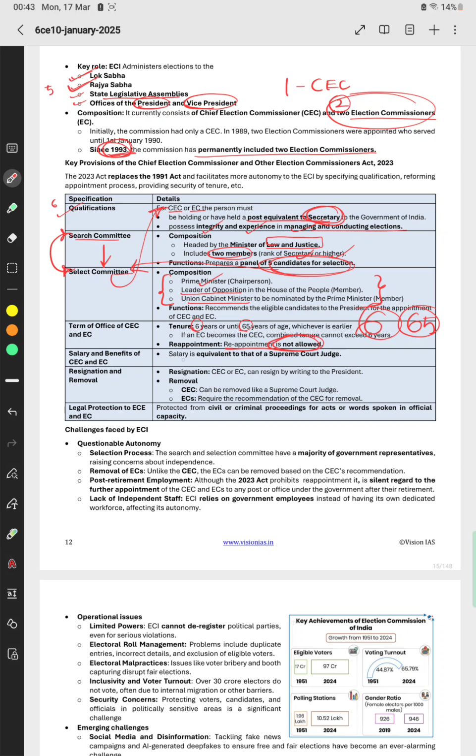Salaries and benefits of CEC and EC are equal to a Supreme Court judge. They can resign by writing to the President. The CEC can be removed like a Supreme Court judge, but for EC removal, the recommendation of the CEC is required. The security of tenure is provided only to the CEC, not for ECs, I think.